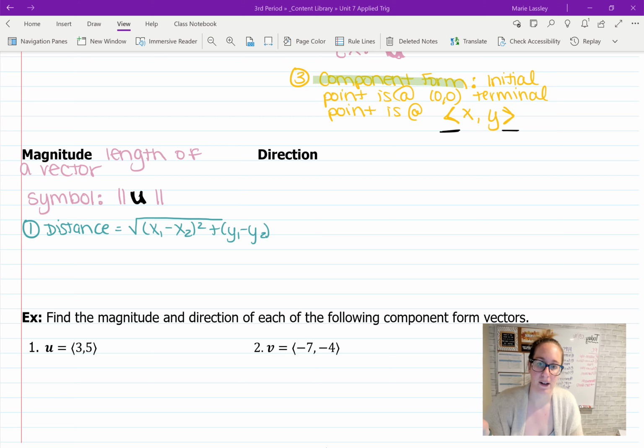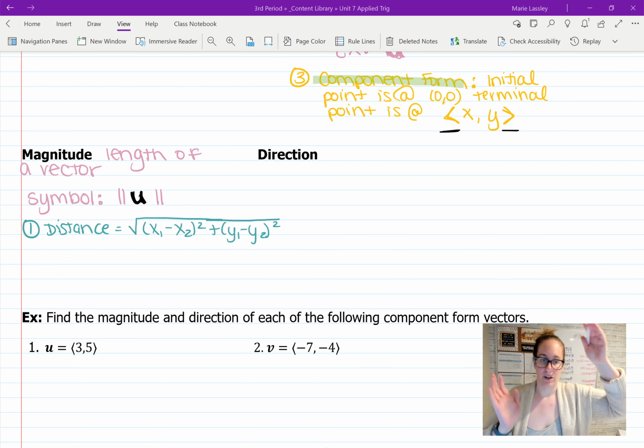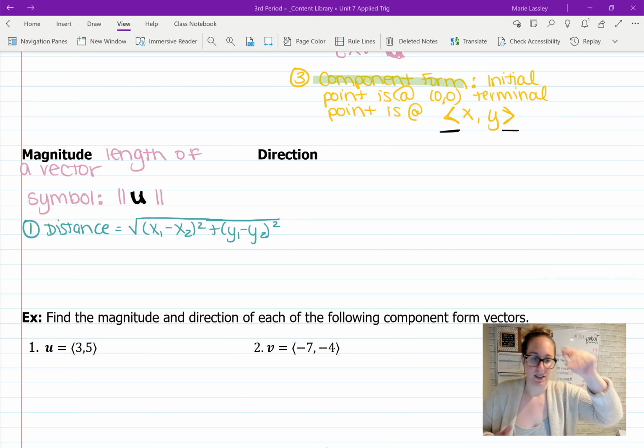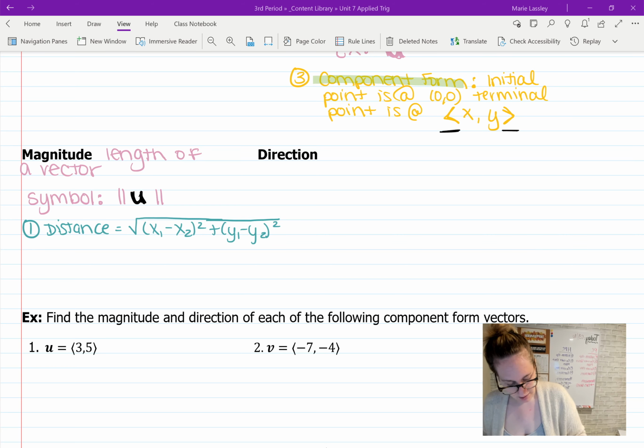That's the distance formula. So you take your x, subtract your other x, you square it. You take your y, you subtract your other y, you square it. And then you take the square root of the whole thing. Easy peasy. But there's another technique. If you don't like doing that, you can also use the Pythagorean theorem. So the second technique is to use the Pythagorean theorem.